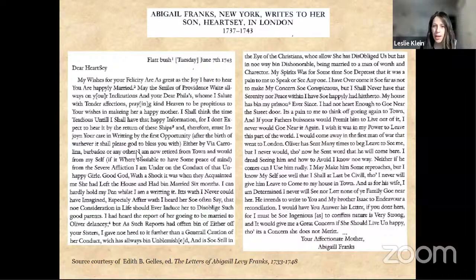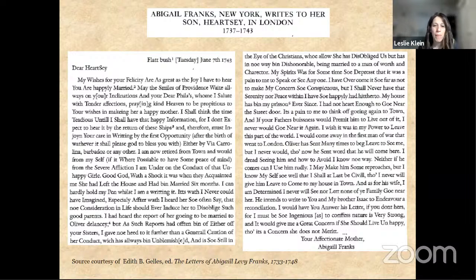"I am now retired from town and would from myself, if it were possible, to have some peace of mind from the severe affliction I am under the conduct of that unhappy girl. Good God, what a shock it was when they acquainted me she had left the house and had been married 6 months." So her daughter had secretly married Oliver Delancey 6 months ago, but had been living at home this whole time while being secretly married. And now she left to go live with her husband.